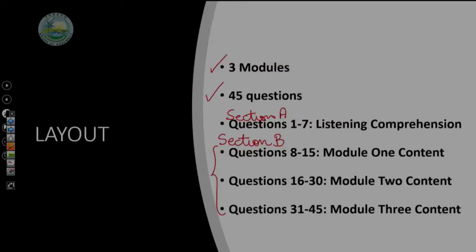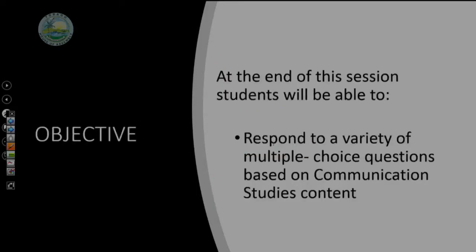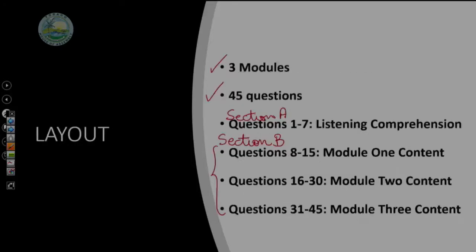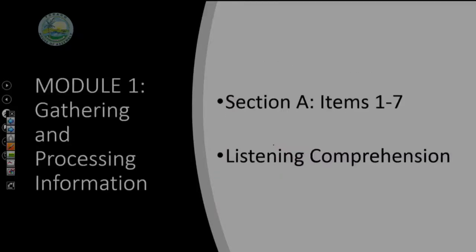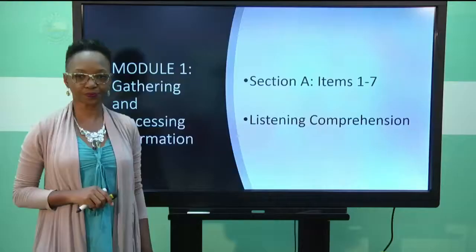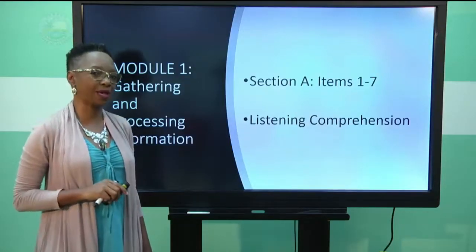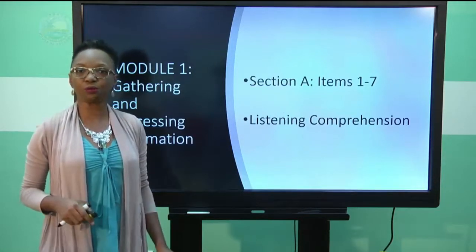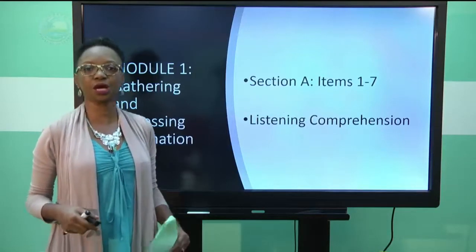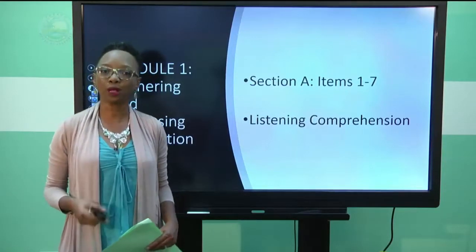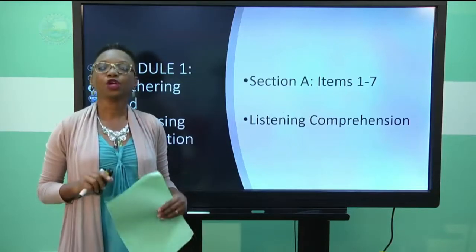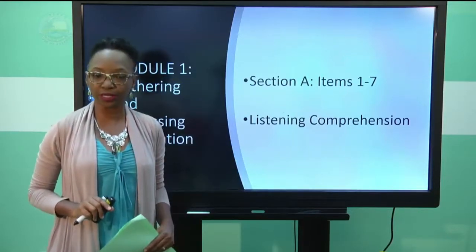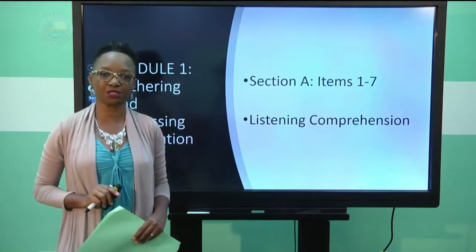So let's take a look at the first part of your paper. Your Module 1, Gathering and Processing Information, Section A, items 1 to 7. This is our listening comprehension. I'm going to read to you a passage twice. Before I read the passage the first time, you're going to be allowed to look at the questions. And this is an idea of the instructions that you will be getting on your exam day. The invigilator will instruct you accordingly and your teacher will be there to read your passage for you.